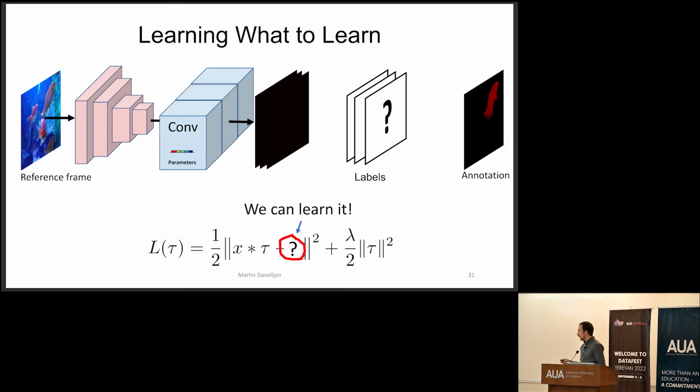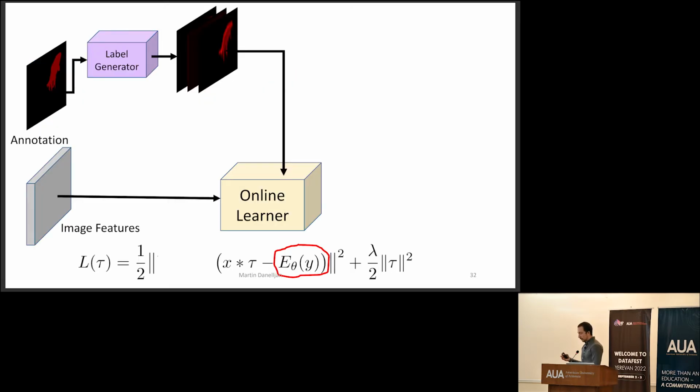As you might guess from the title, we should also learn what this online learner should learn. So what kind of representation it should learn, right? Which was the key idea of this paper. Okay, so what do we mean with that, and how can we actually implement this?